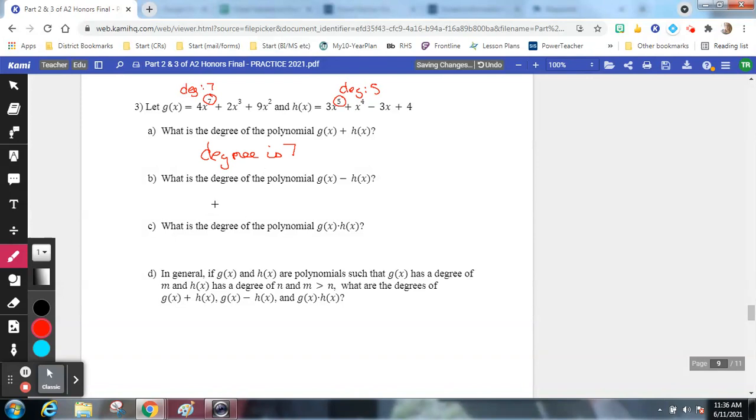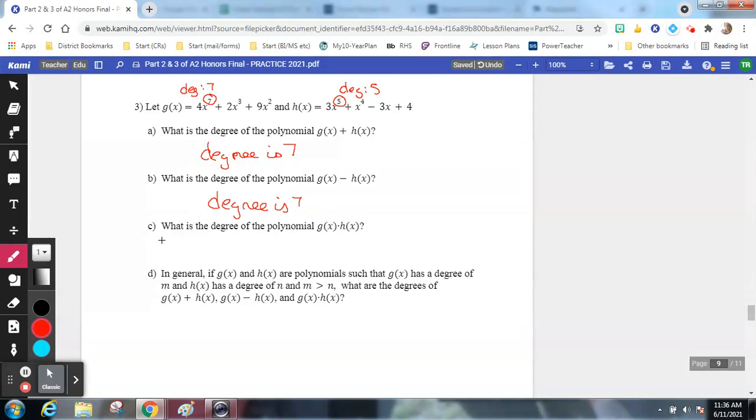For B, same thing. If I was to subtract, well, just subtracting, but still combining like terms, that degree of 7 is still going to be the highest exponent. I don't care what happens to its coefficient. The exponent's still going to be there. So the degree is 7 in this case.